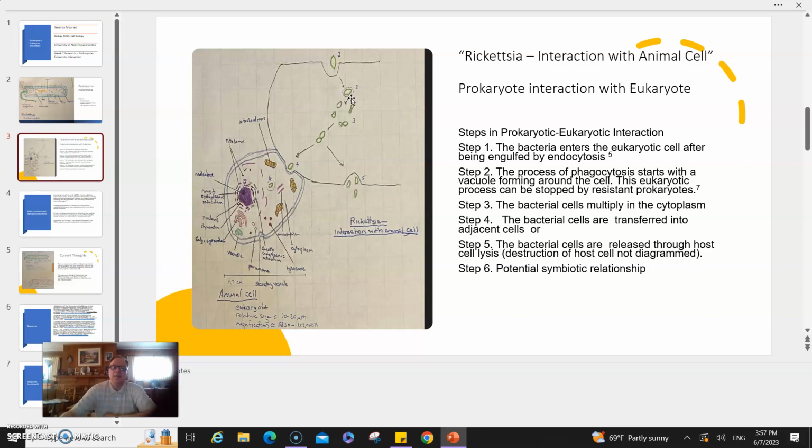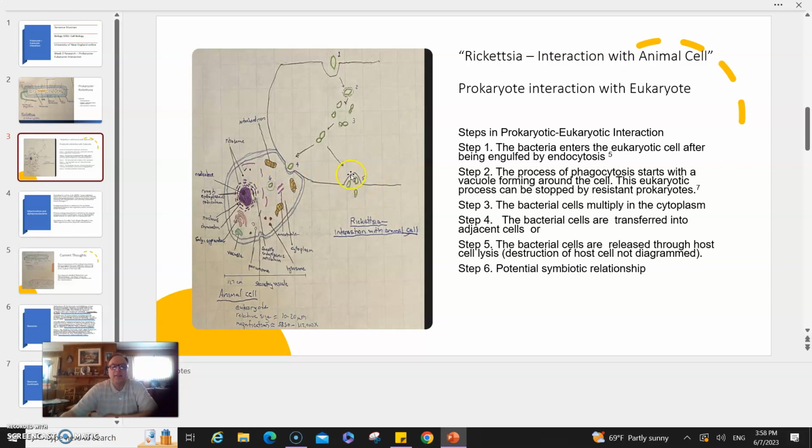Because the prokaryote has the ability to resist phagocytosis and its destruction itself, it is then released into the cytoplasm, where it can then multiply, and here you see multiplication happening in step 3. Steps 4 and 6 are 2 possible directions that the cell can go at that point. It can go into adjacent cells through a similar endocytosis, and in 6, we have established a potential symbiotic relationship, which we will talk about in a minute.